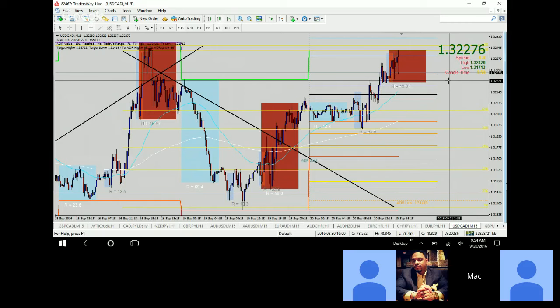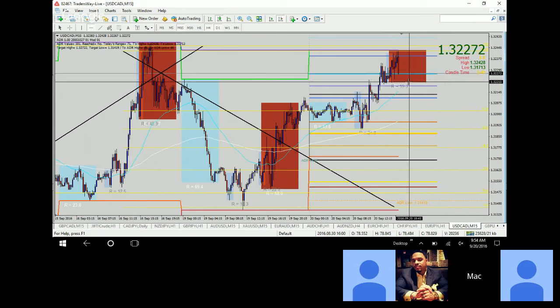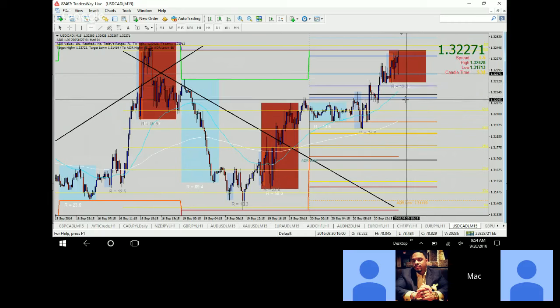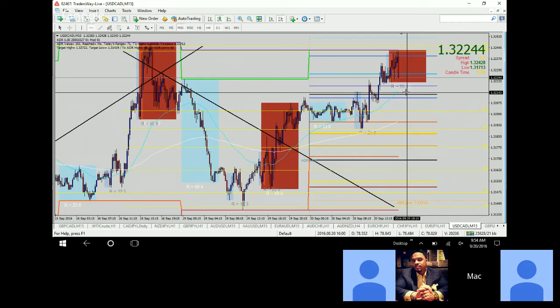Let's see. Even set a sell stop. Let's just wait. I want to see what happens. I may want to see it go even lower, honestly. Maybe to the 1.32. Yeah, it's falling. All right, I'm gonna put a sell stop at 1.3210.